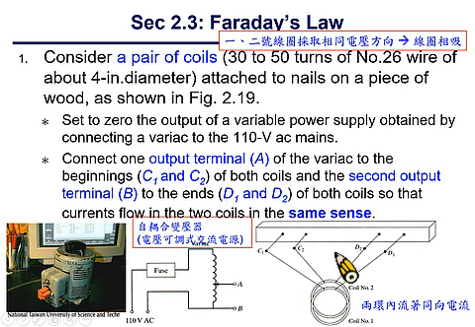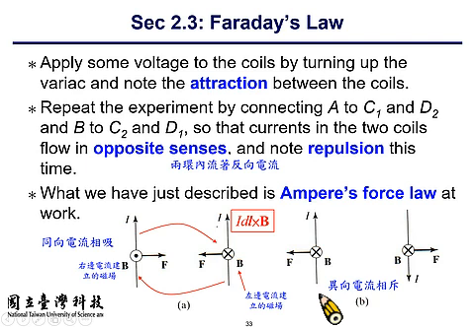Okay, so the first case is connecting the two coils in the same direction. So the current flow in the two loops are of the same direction. So what happens? What happens with the two coils? Try yourself.